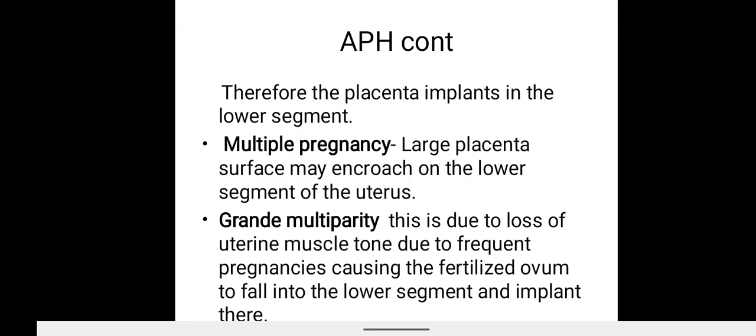We also look at grand multiparity. This results from loss of uterine muscle tone due to frequent pregnancies. She has been having a lot of children. This will cause the fertilized ovum to fall in the lower segment and implant there, as a result of having a lot of children.